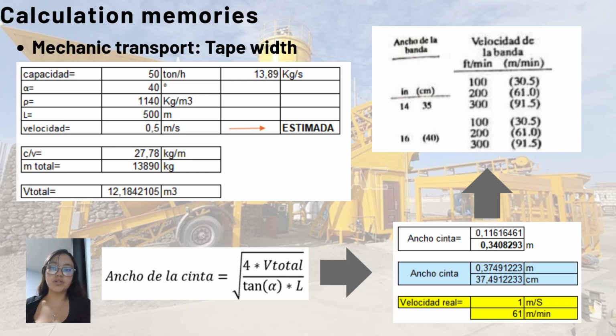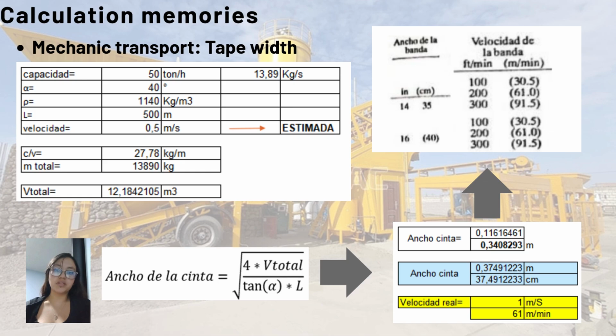In this slide, we calculate the width of the conveyor belt using the flow rate of 50 tons per hour and the material properties of the salt. We first estimate the initial belt speed. With these values, we calculate the total volume. Applying the formula, we determined the required belt width. The result was approximately 0.37 meters, which corresponded to a commercial belt width of 40 centimeters.